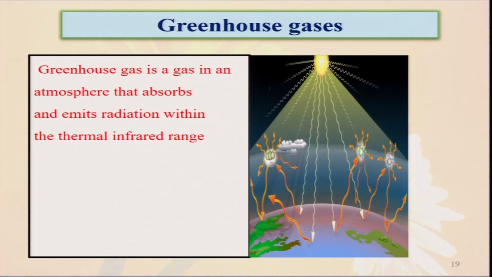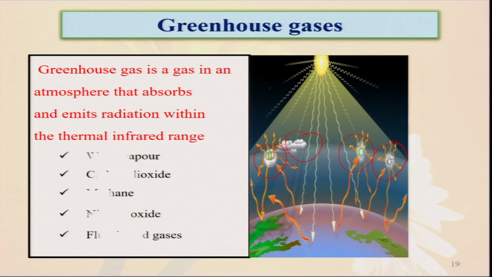This is the picture showing how different gases are absorbed in the atmosphere. This is nitrous oxide, this is methane, this is CO2, and this is water vapor. I have already told you that 1 unit of methane is equivalent to 21 units of carbon dioxide, and 1 unit of nitrous oxide is equivalent to 310 units of carbon dioxide. So we have to not only control carbon dioxide emission, but also take care of methane and nitrous oxide emission.